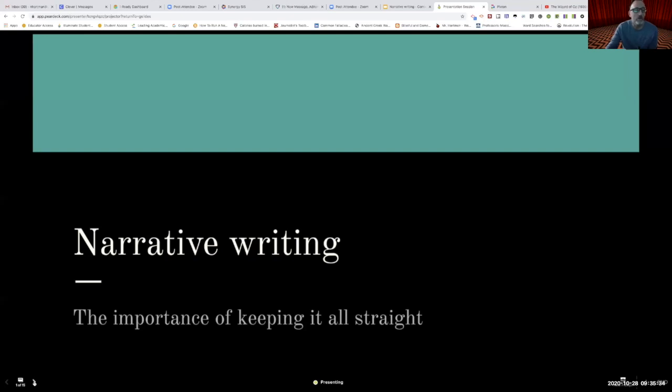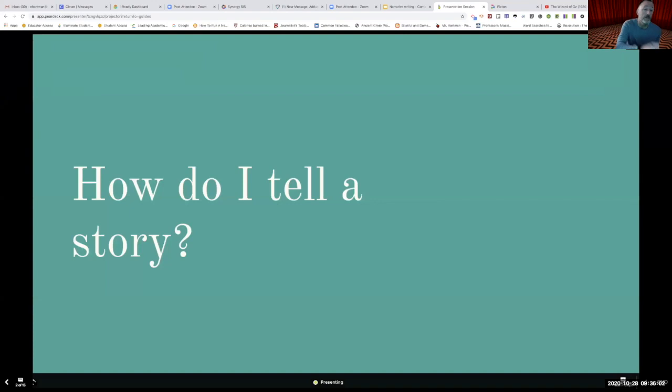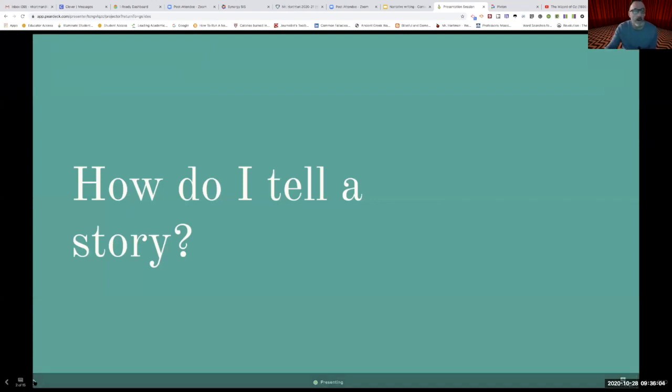So narrative writing. We're putting together comics, or that's sort of where we're at right now. So before we start doing the panels and doing all the artwork and all the fun stuff, we need to make sure that we have our story straight, because the story is the whole reason that we're there. So we need to make sure that we're paying attention to the details of that. So yesterday we talked about, well, how do I tell a story?